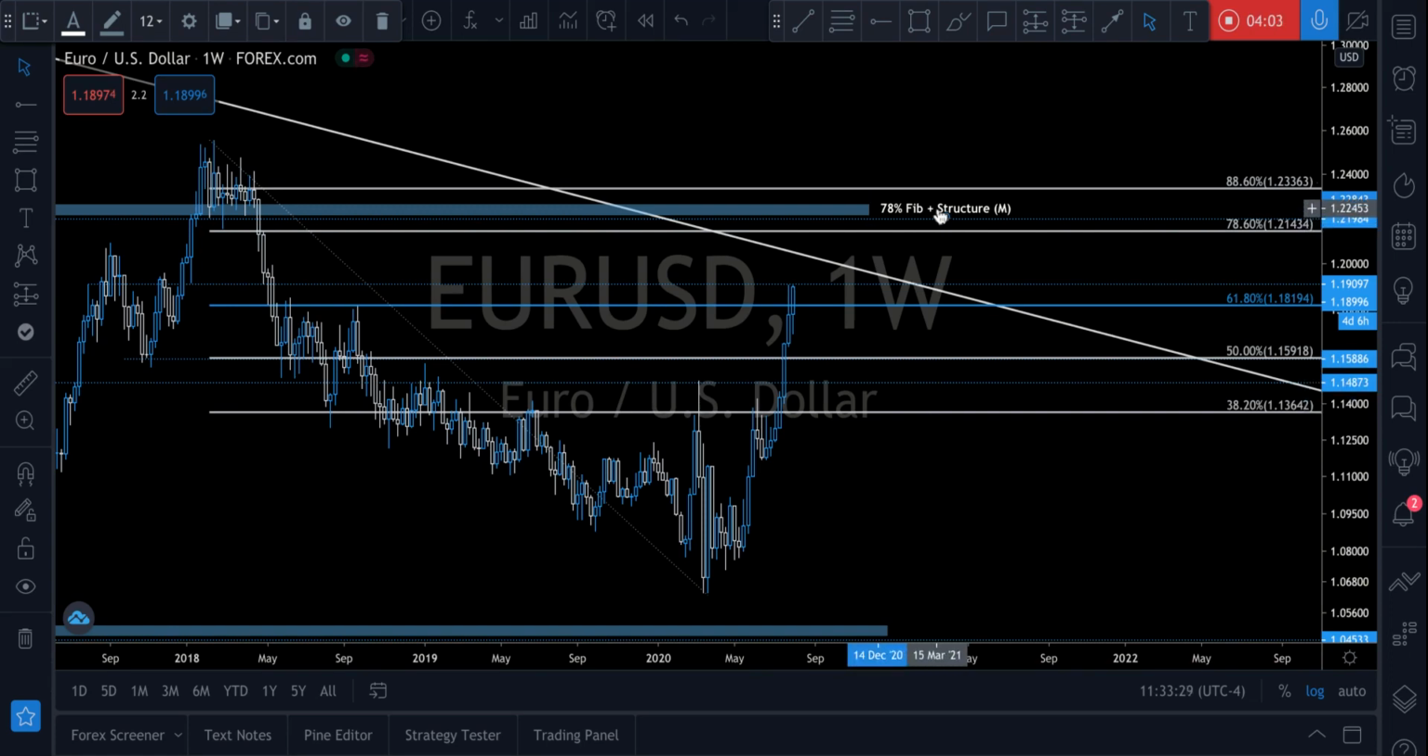Obviously, we have to make sure that we're monitoring price at critical zones to make sure that we can find the most optimal entry position for us, because right now a lot of this is speculative. There's still a lot of indecision in the market based on price.